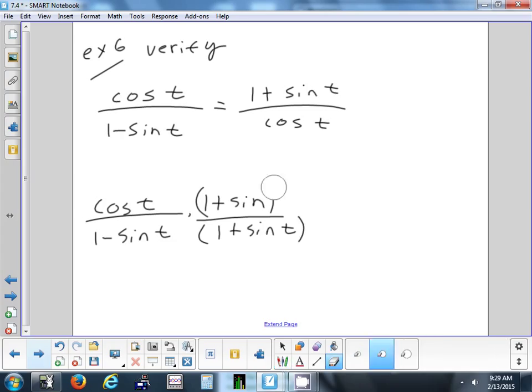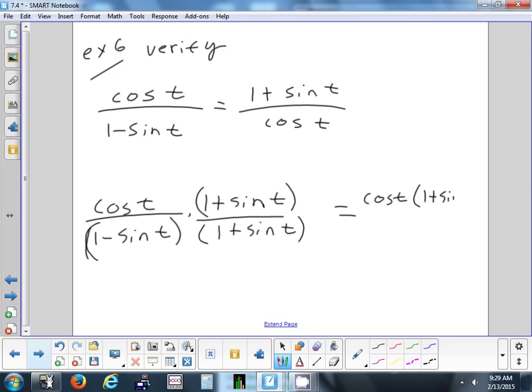Notice that a couple times I've gotten a little sloppy and left my argument off. A lot of times when people do these kinds of proofs, they do leave the arguments off and just do it with trig functions. But I'm trying to be formal about it. In the top, don't distribute out cosine, just leave it. The reason is because I know something's going to happen in the bottom, just looking at that. So for the top, I'm just going to leave it as cosine t times 1 plus sine t.